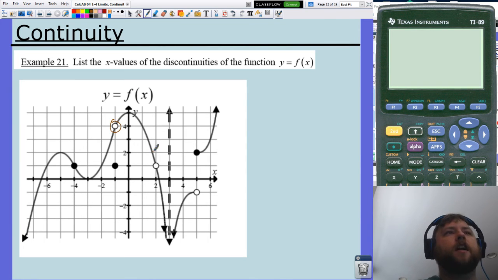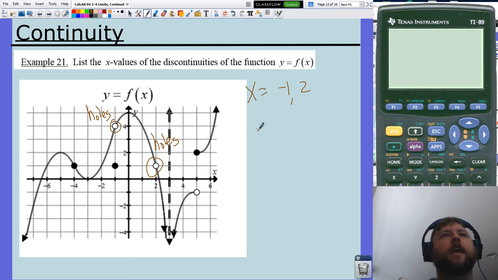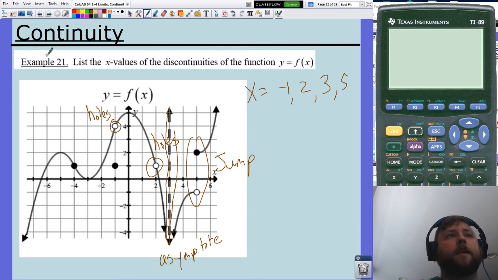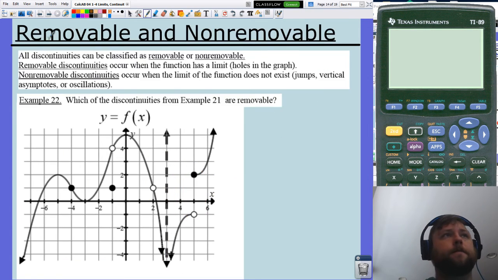List where it's not continuous. It's not continuous at x equals -1 and 2 because these have holes. Holes are when you have holes in the graph. It's also not continuous at x equals 3, which is right here, because you have a vertical asymptote. It's also not continuous at 5, right here, because you have a jump. So there's 4 places right here where it's not continuous.